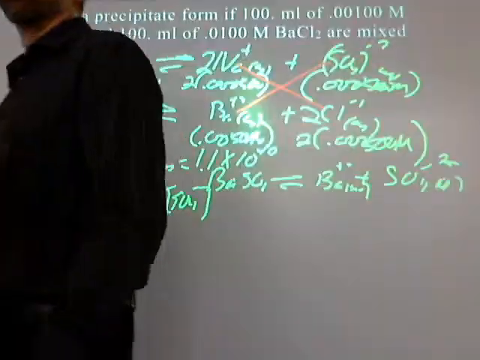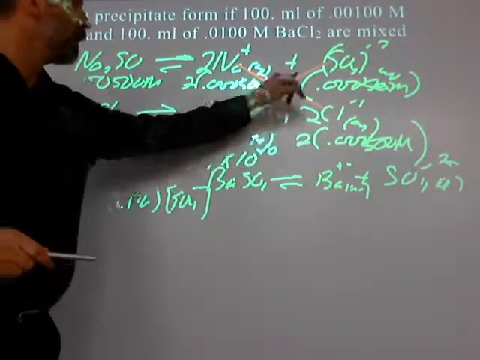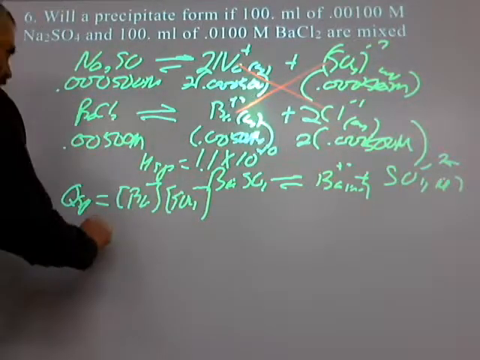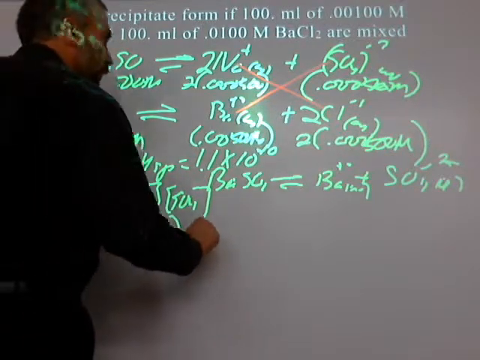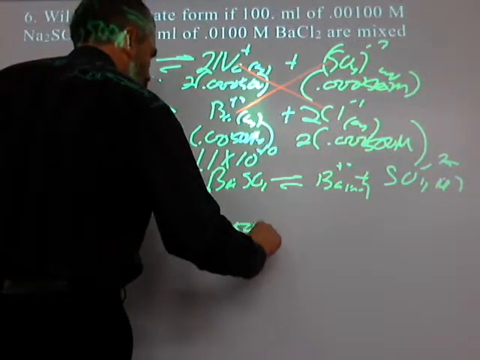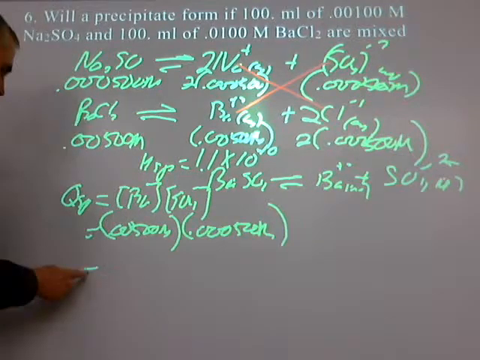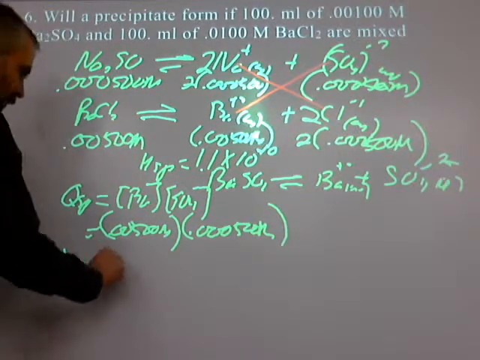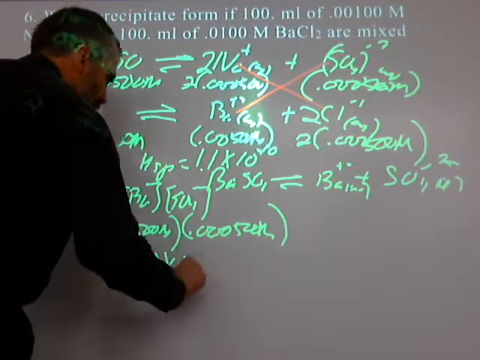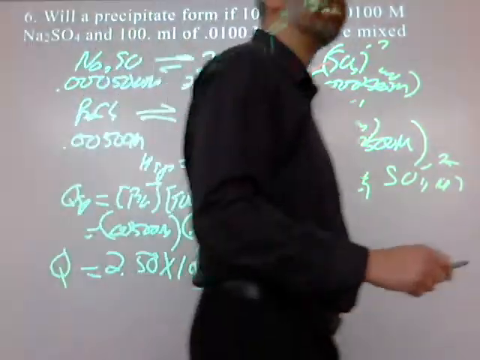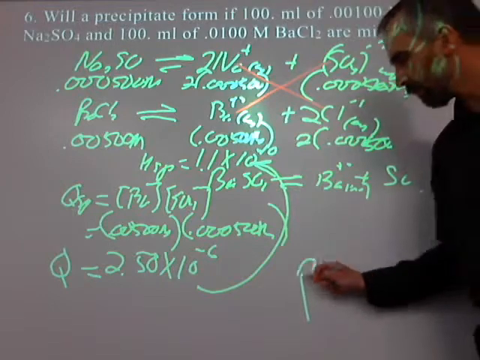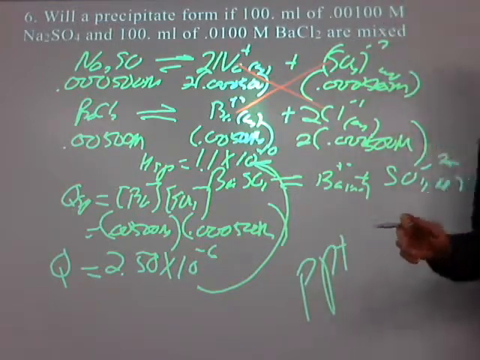Now I just plug my numbers in. The numbers I get from here and there. So they're 0.00500 molar times 0.0000500 molar. And what do I get for my QSP? 2.50 times 10 to the negative 6. And that is larger than that, which means there is a what? Precipitate. Now let me just say something before you leave this one alone.